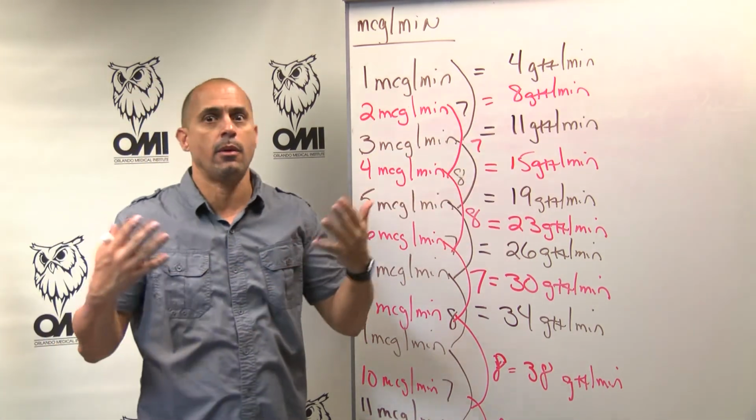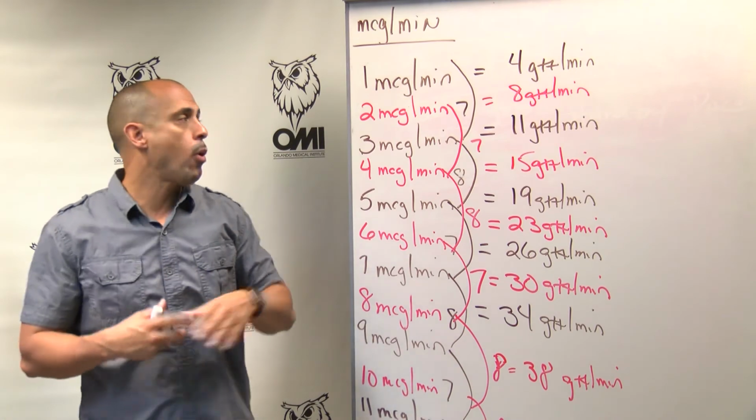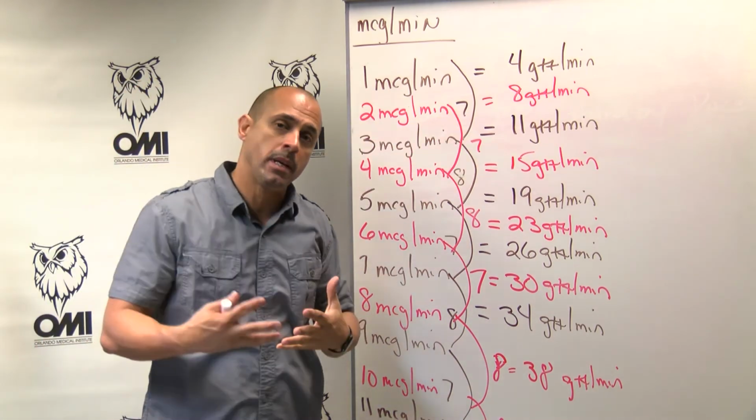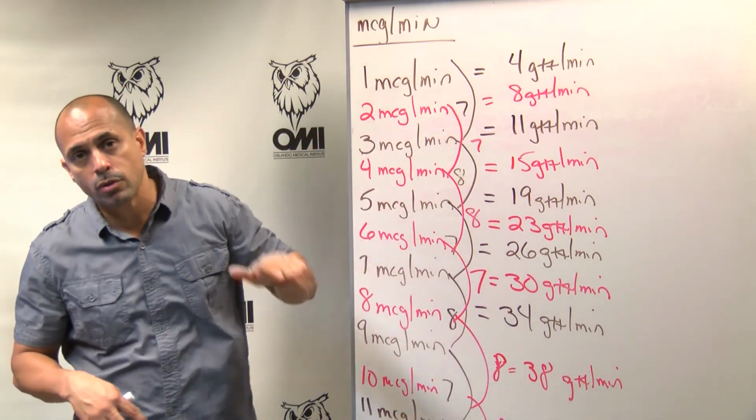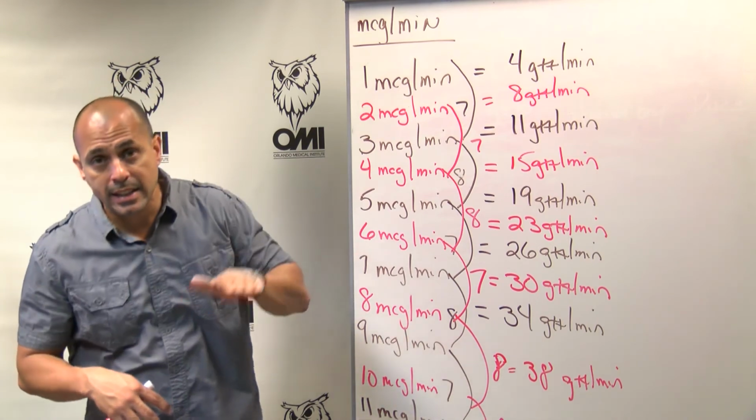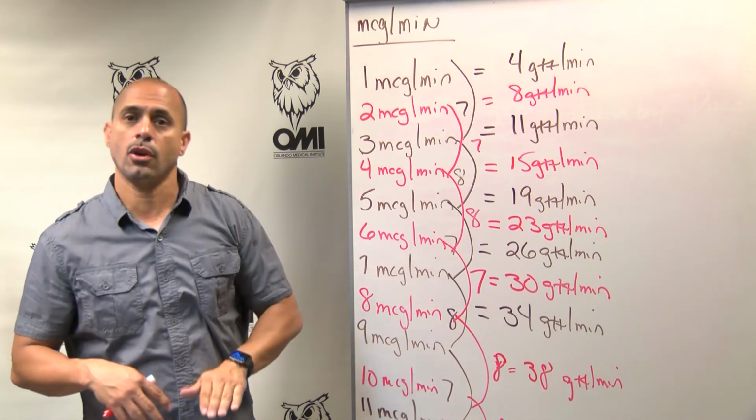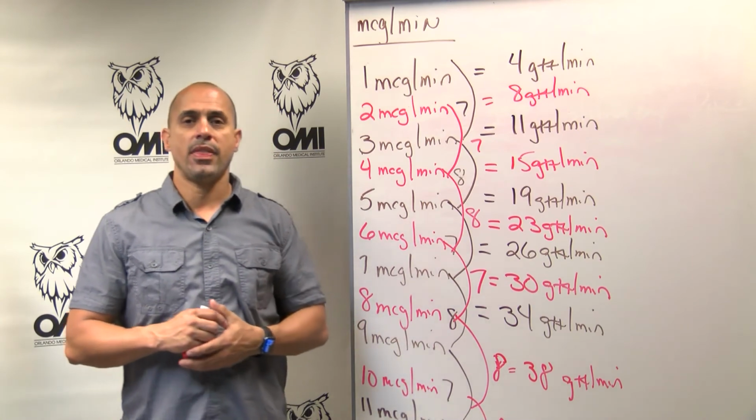Or if I decide I want to do even numbers, then my start point will be at 2, which will be 8 drops per minute. And then I add 7 if I want to go to the next even number. Then to go to the next even number, now add 8, and so on and so forth. So this kind of takes the math out of it.